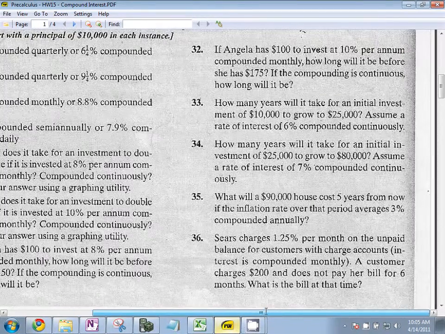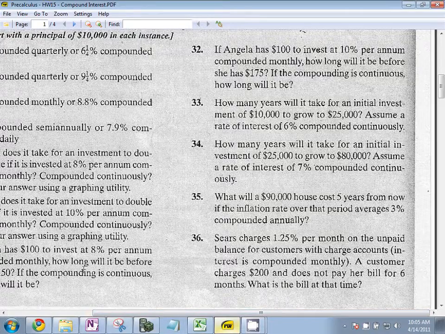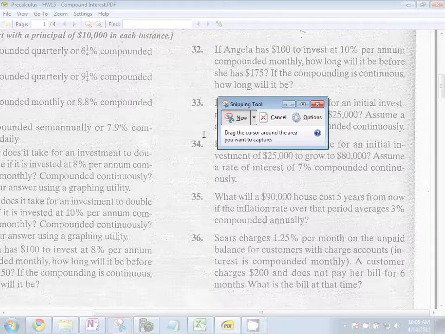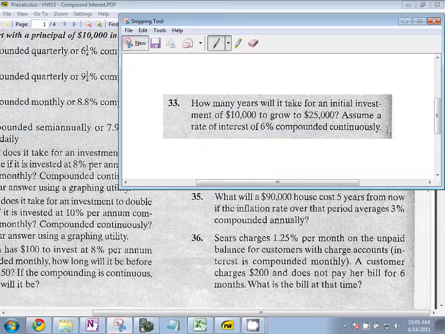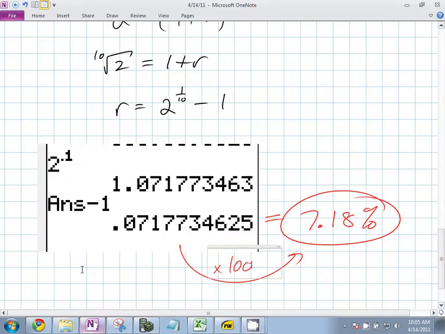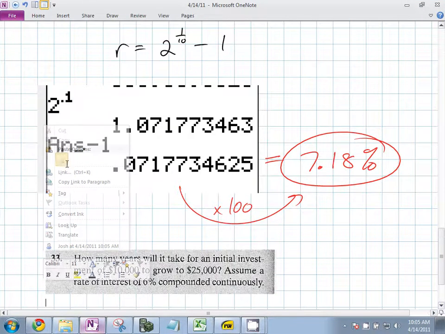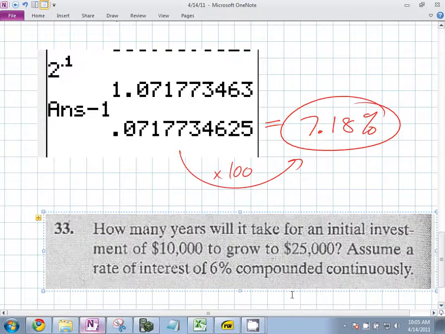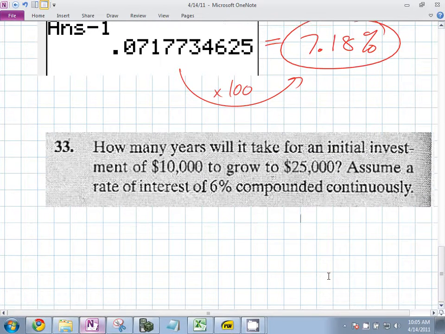33? How many people like 33? Or don't like it? What don't you like about 33? Could someone give me a sentence with maybe a verb in it? It compounded continuously instead of compounded in.